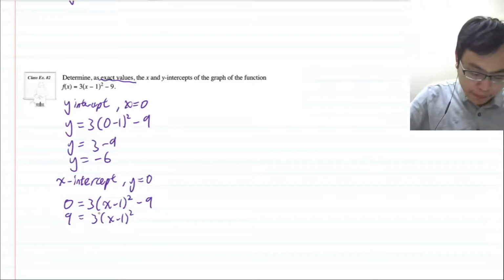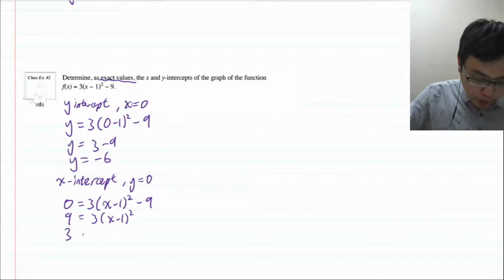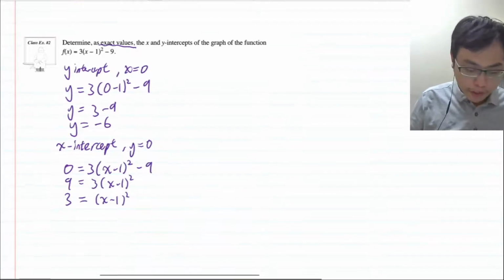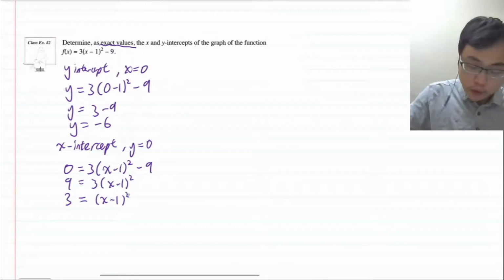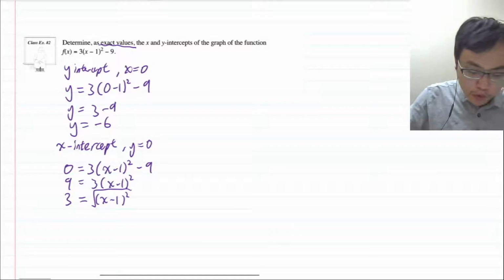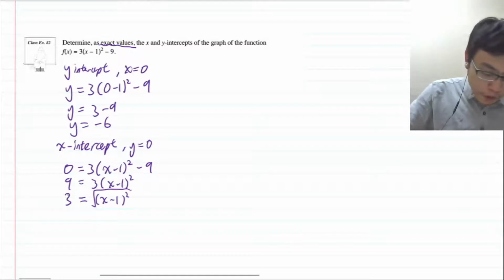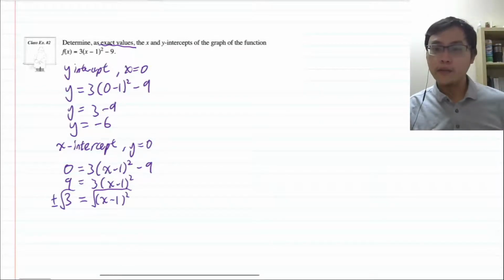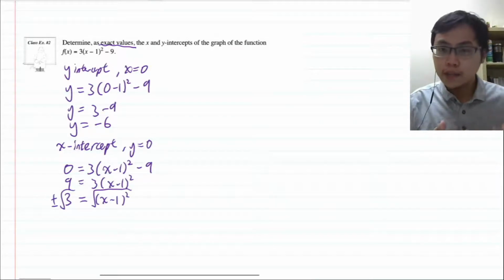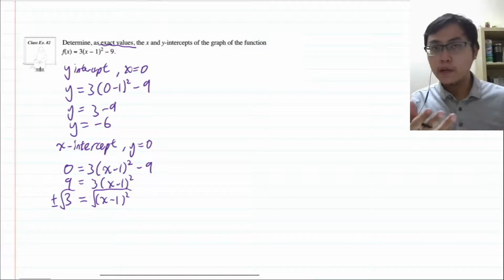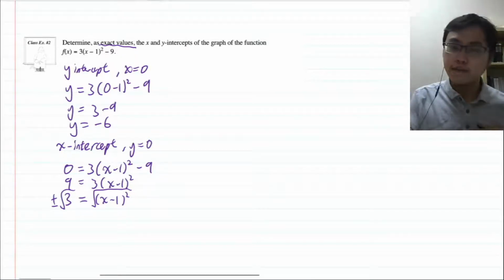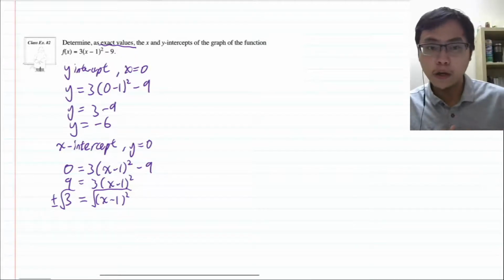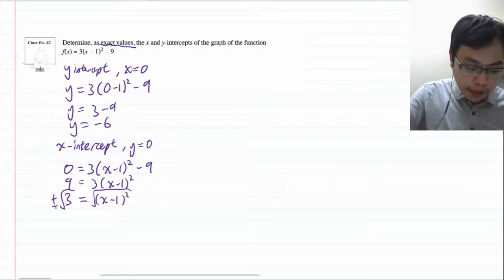Now we're going to divide both sides by 3 to get rid of the 3. So 9 divided by 3 is 3. 3 equals to x minus 1 whole squared. Now this part, we're going to have to take the square root because we want to get rid of the square. So when we take the square root of a variable, on the other side, you need to add a plus or minus sign because there are two answers, okay? The square root of x squared can be plus or minus, okay? The negative version when squared will also produce the positive answer. So you need to add the plus or minus symbol.